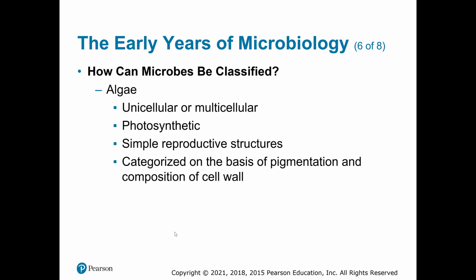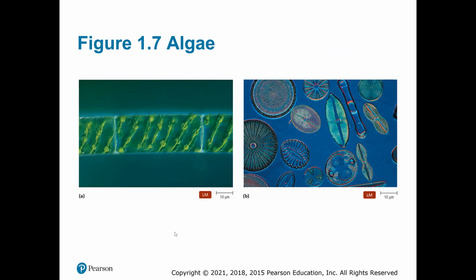Algae, we're not going to talk about at all in this class. The big thing that makes them a little bit different is that they're photosynthetic. So these are one example of a microbe that can actually do photosynthesis. We're not covering any of those types of microbes in this class.